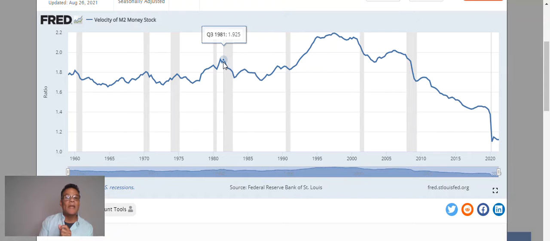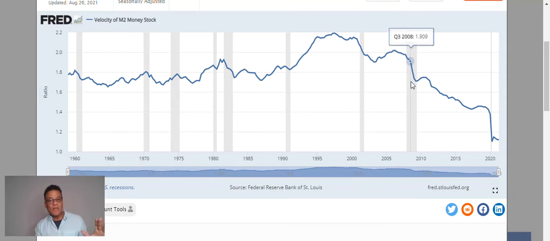Here in basically 81, it was at 1.925, but it dropped all the way down to 1.75. Now, that is very similar to what happened here because we were at 1.997 in 2007 and it came all the way down to 1.79. The key thing to look at though is the chart.